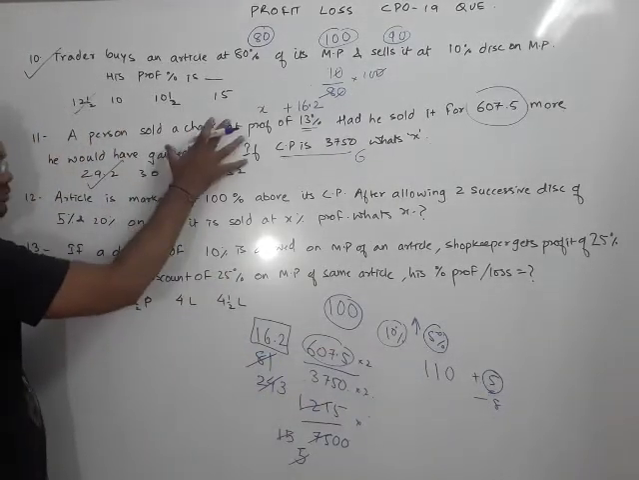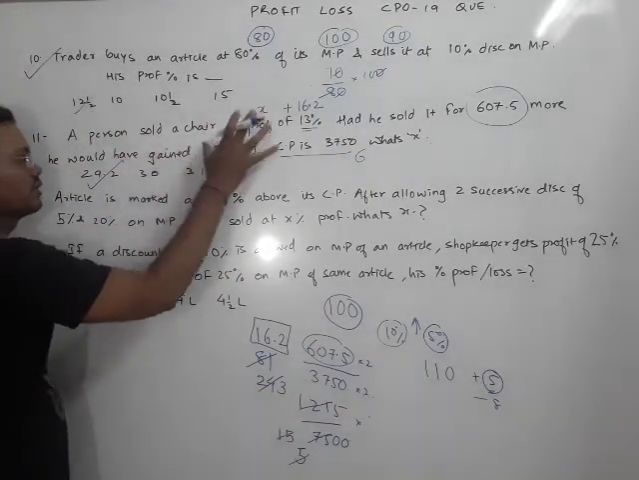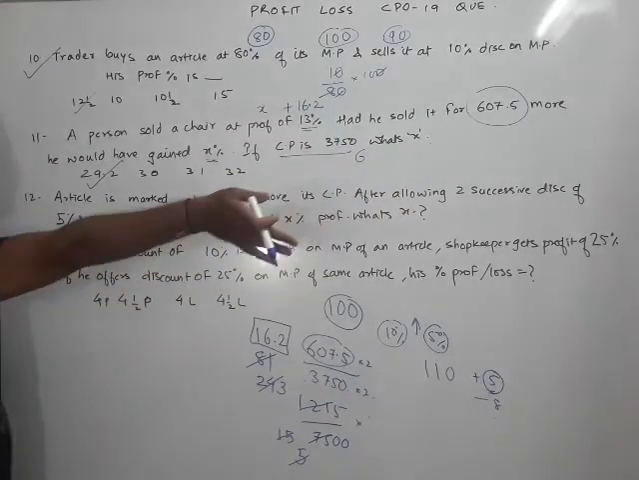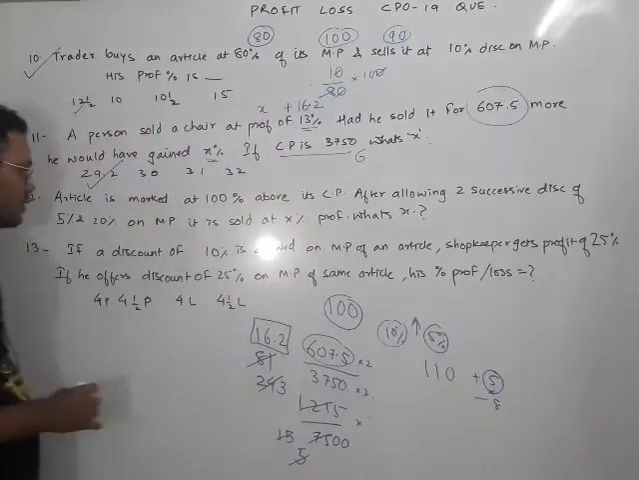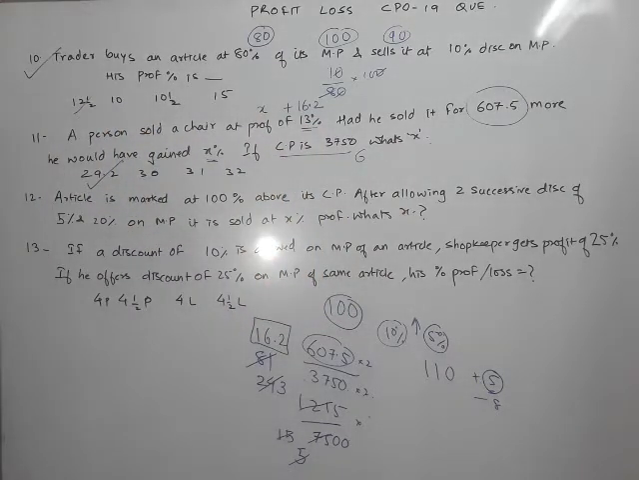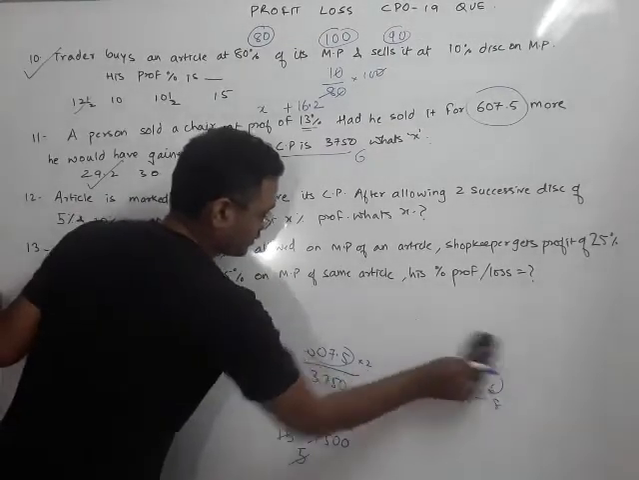It's a simple solution. Learn this sum by heart, and same logic, figures different, it may be asked, you can solve it directly. Just find the percentage of it and subtract. Okay, next one. Article is marked 100 rupees above its cost price.